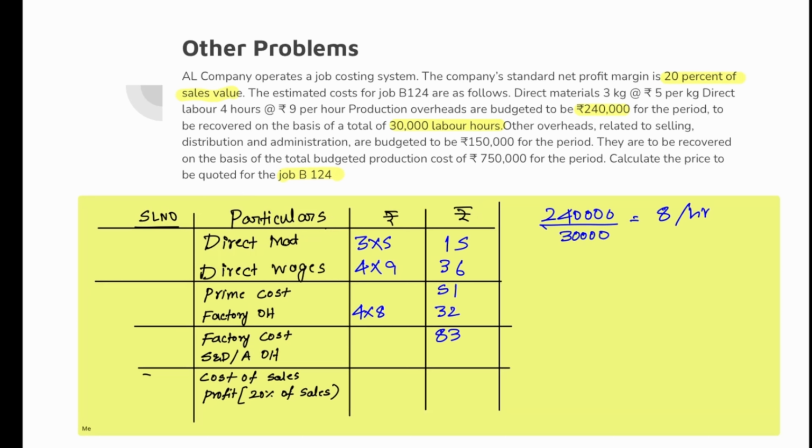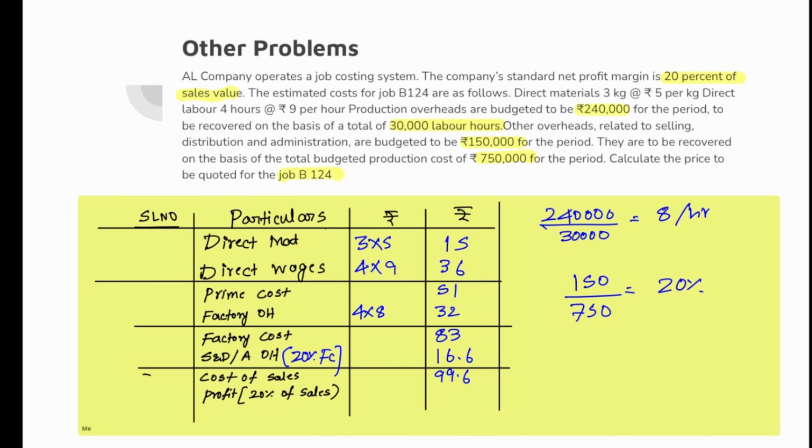Next is selling, distribution and administration overhead. In the problem statement, the data related to S&D is given as 150 for the period. They are to be recovered on the basis of total production cost of 750. So if you have to derive the rate for S&D, total S&D is 150 divided by production cost 750. That means 20% of factory cost. So 20% of factory cost. If you substitute this, how much will you get? 16.6. That means your cost of sale is 99.6.